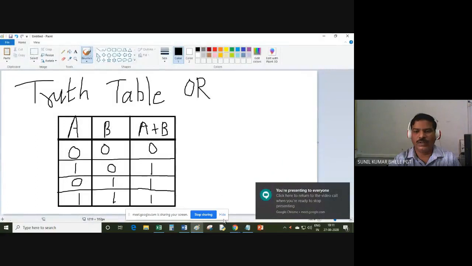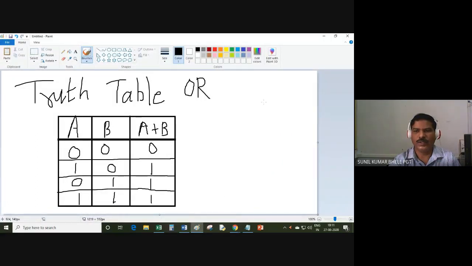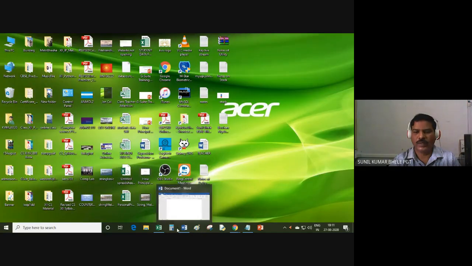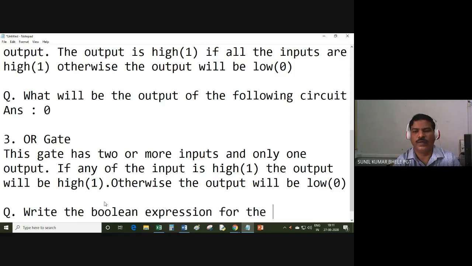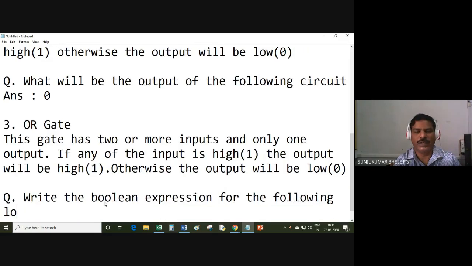Before I go ahead, I want to check whether you understand the concept or not. So please write down one question in your notebook. Write the Boolean expression for the following logic circuit.